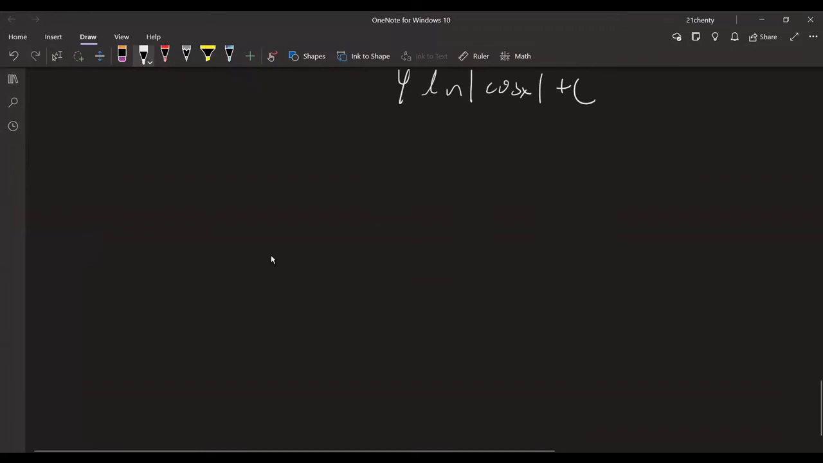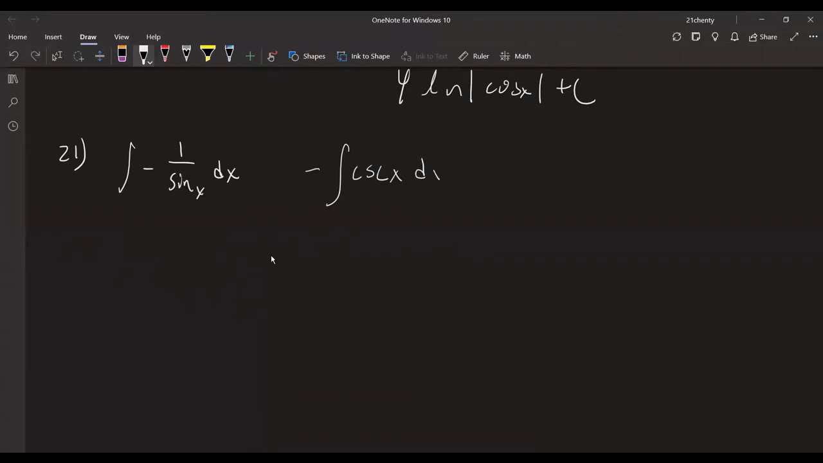All right, now 21 is negative 1 over sine of x dx, which I don't know if we actually have a, I mean, I'm sure you could solve this, but the easiest way is just to know the formula, which, since 1 over sine of x is cosecant of x dx, and then the formula is just ln cosecant x minus cotangent x, and then bring down the negative and add c.